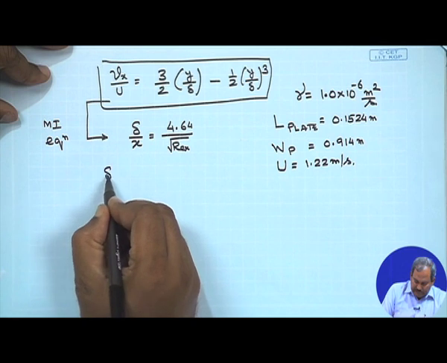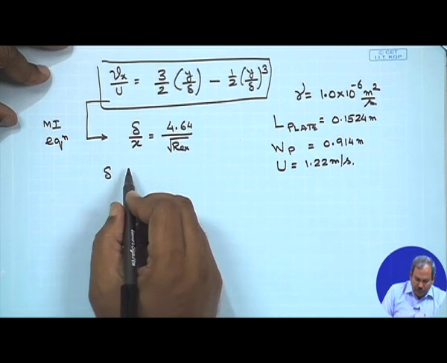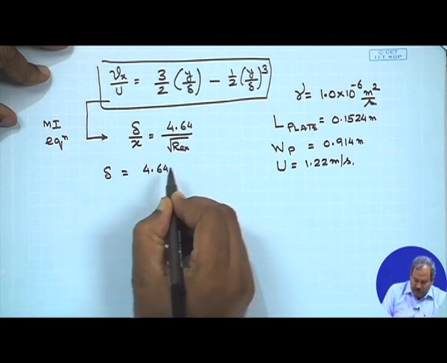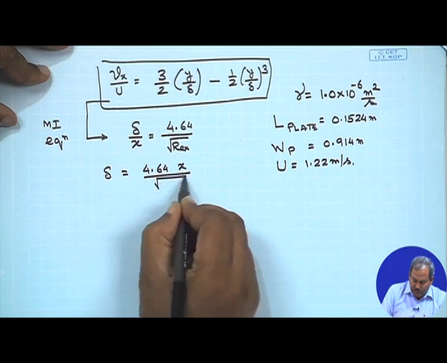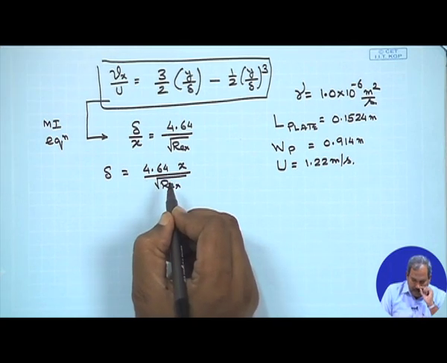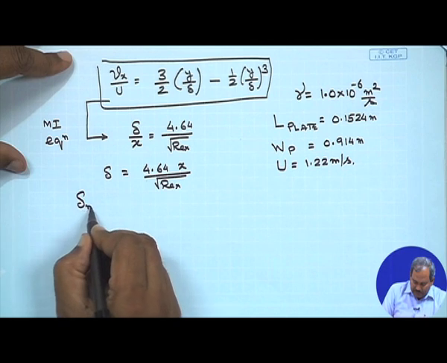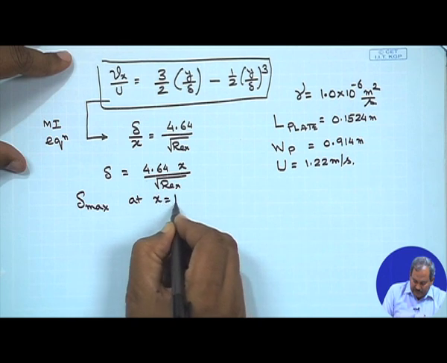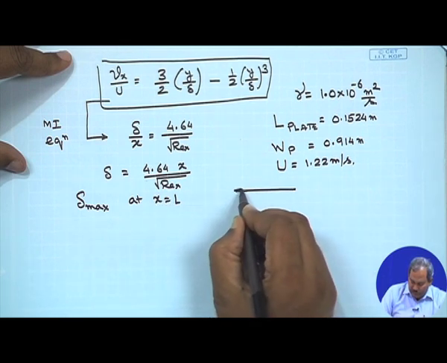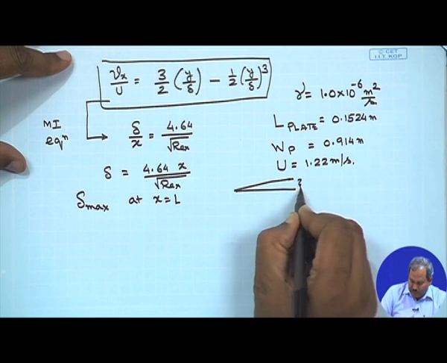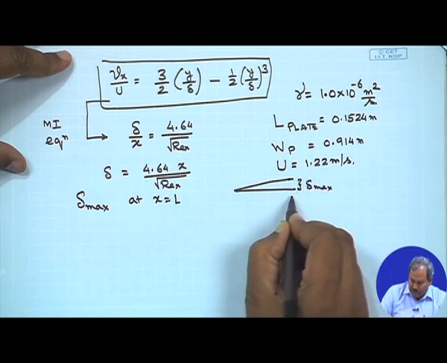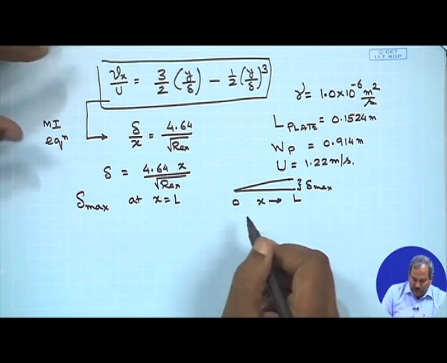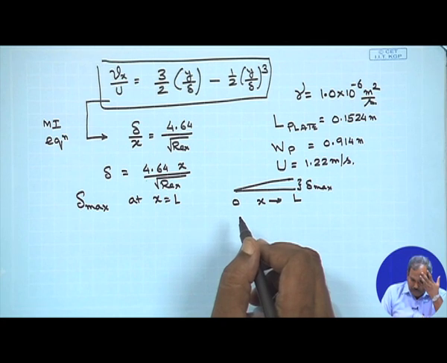Since delta by x is given in this form, the expression is simply going to be x by root over Re x, and the delta max would be at x equals L. If I have flow over this plate, of course the delta max is going to be at x equals L, since x goes from 0 to L. Therefore delta max would be equal to delta at x equals L.